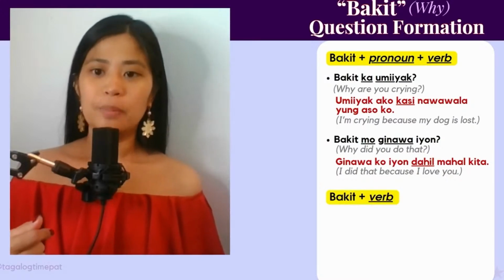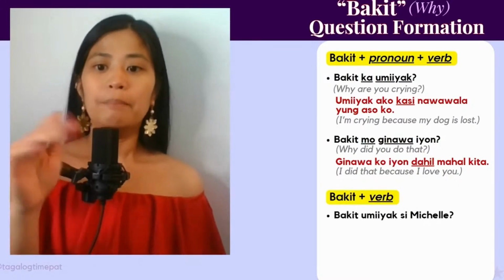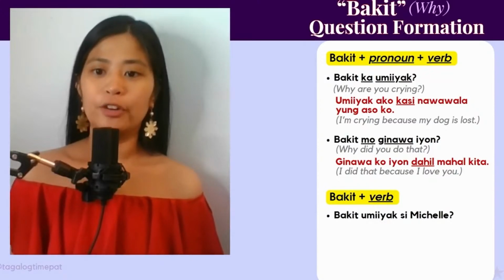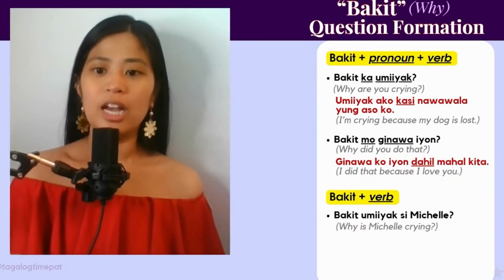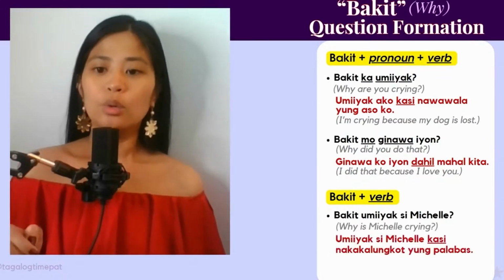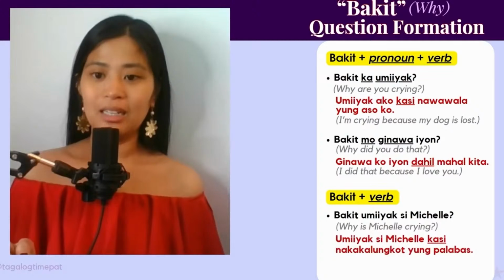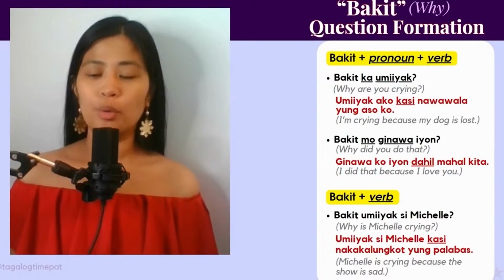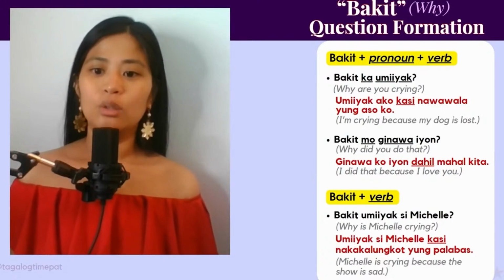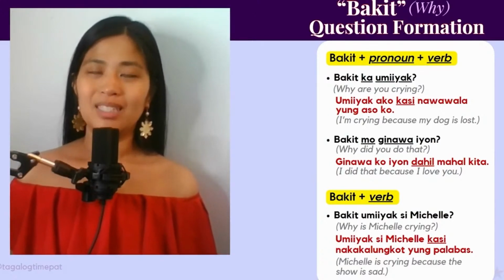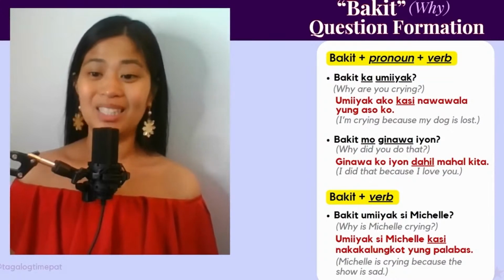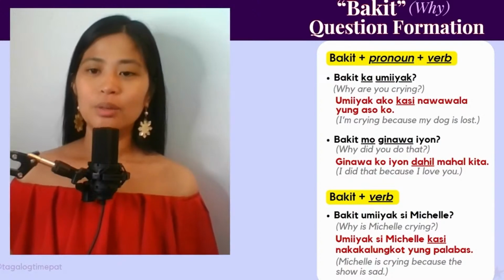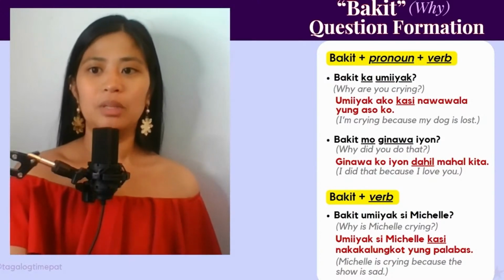And then another way to use bakit plus a verb. Bakit umiiyak si Michelle? Why is Michelle crying? Umiiyak si Michelle kasi nakakalungkot yung palabas. Michelle is crying because the show is sad. Nakakalungkot means it's like feeling sad, makes someone feel sad. Yung palabas, the show. So those are the different ways bakit can be used.